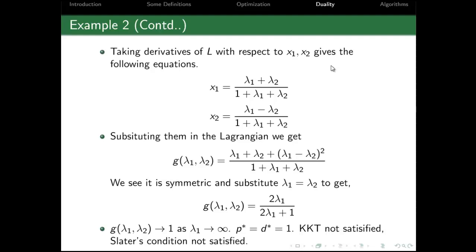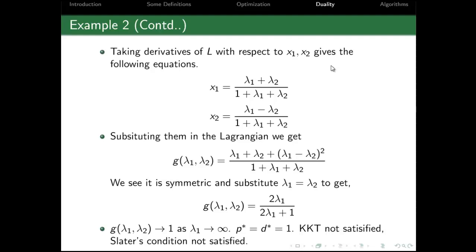Now you can see that this is a concave function which is symmetric in lambda 1 and lambda 2. So we can just substitute lambda 1 equal to lambda 2 equal to lambda 1 and go ahead. When we do that, we get 2 lambda 1 by (2 lambda 1 plus 1) as the g function. If you see, under the limit lambda 1 tending to infinity, g tends to 1. But otherwise no maximum is achieved. So under asymptotic conditions, p star equals d star equals 1.